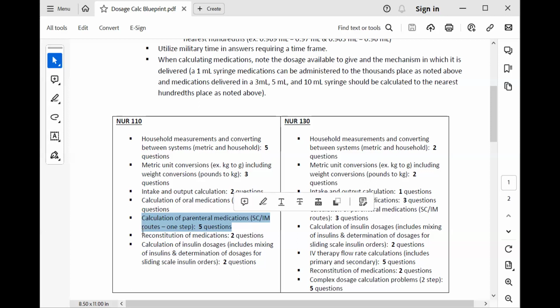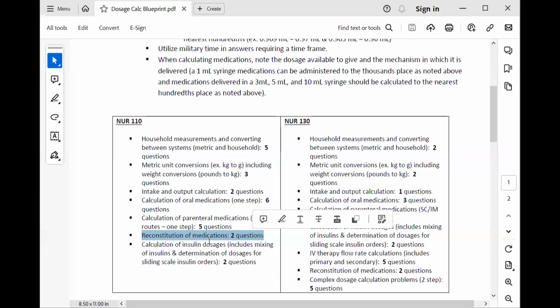Then we'll talk about reconstitution. Reconstitution is just that there might be some information you need to figure out on the label to get you to what your strength is. And we'll talk about what all that means as we progress through this. And then we'll do some insulin dosages, including mixing of insulin, as well as being able to interpret a sliding scale insulin order. And so we'll cover all those.